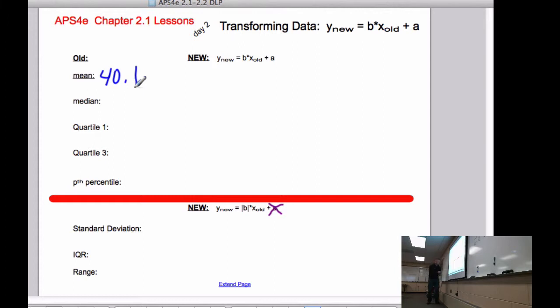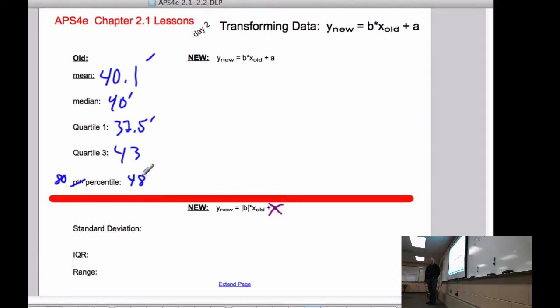So here's the deal. We went through and found all of this, and we'll continue to do it, but we're going to work with all this in terms of feet. So our mean was 40.1 feet for our class, right? The median was 40, the width of the room, 40 feet. How about our quartile 1? 37.5. Quartile 3? 43. And let's just say the 80th percentile, I'm making up some number, I told you was 48.